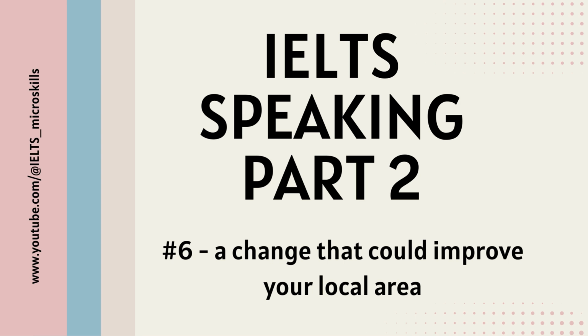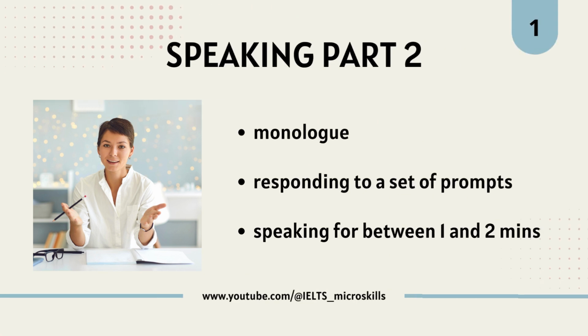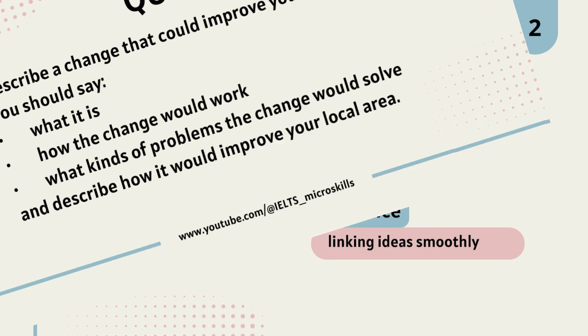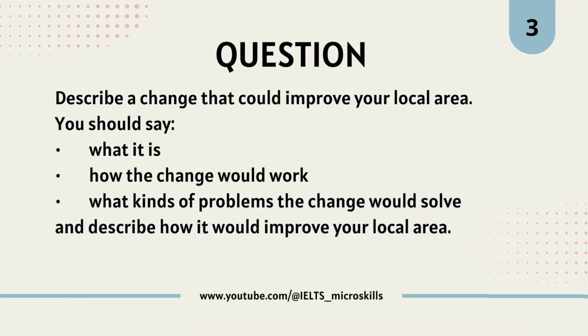Hello everyone. In this video, we're going to work through an example speaking part 2 question and practice ways you can improve your grade in the test. So let's start with today's question. Describe a change that could improve your local area. You should say what it is, how the change would work, what kinds of problems the change would solve, and describe how it would improve your local area.